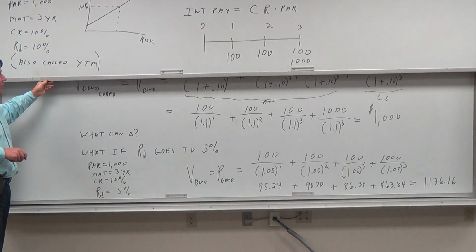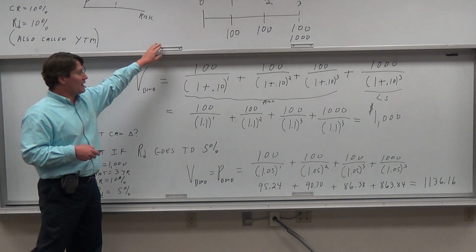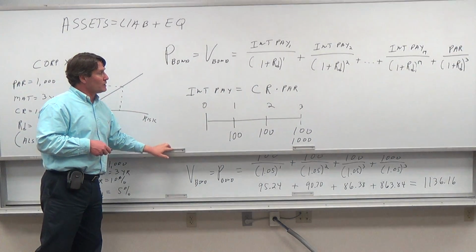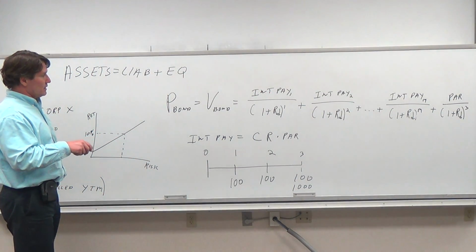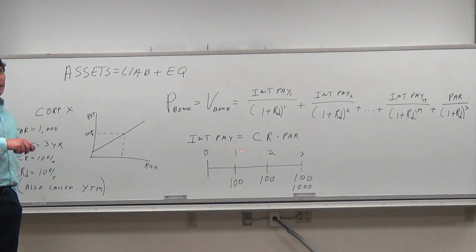Well, what can cause bond prices to change? The question is, what causes bond prices to change? Well, let's come back to our equation. What can cause a bond price to change? Well, the interest payment is the coupon rate times par. Par is fixed. The coupon rate is fixed. The interest payment can't change.